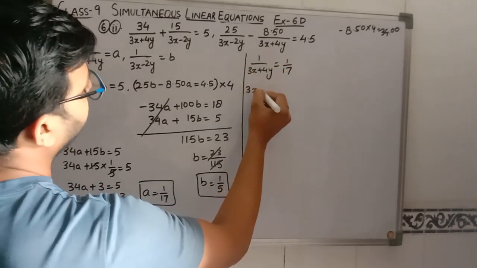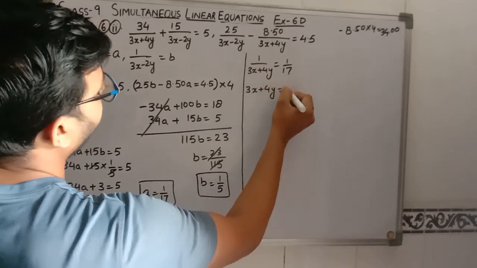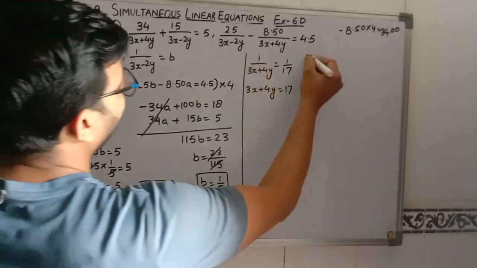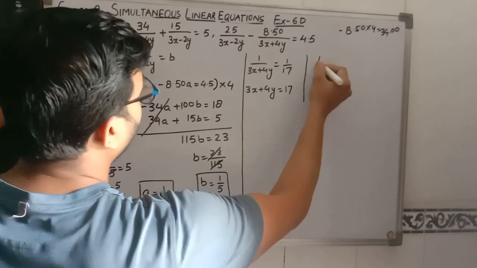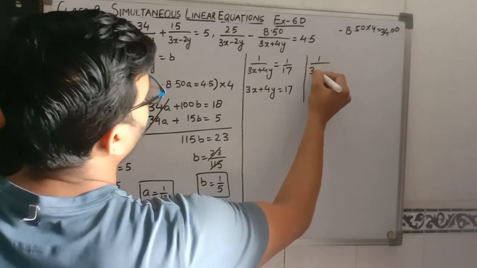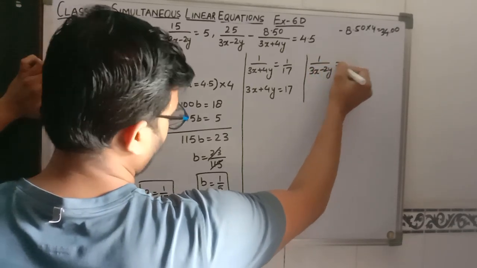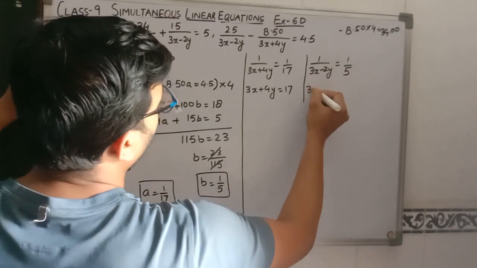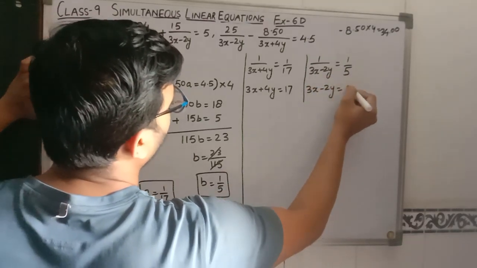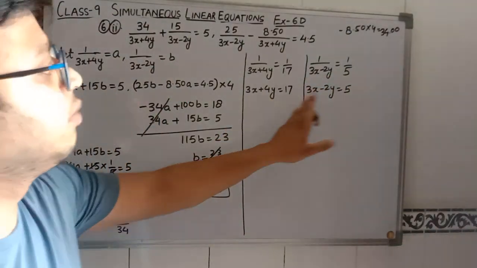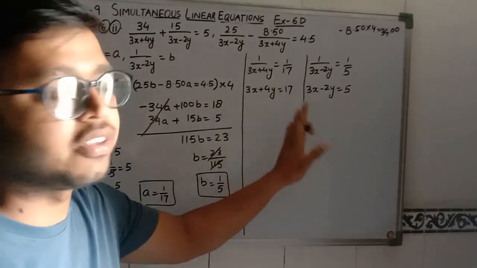When you cross multiply, the answer will be 3x plus 4y is equal to 17. And secondly, when you try the value of 1 upon b, 1 upon b was 1 upon 3x minus 2y is equal to 1 upon 5. Again cross multiply, 3x minus 2y is equal to 5. So these will become the new two simultaneous equations.